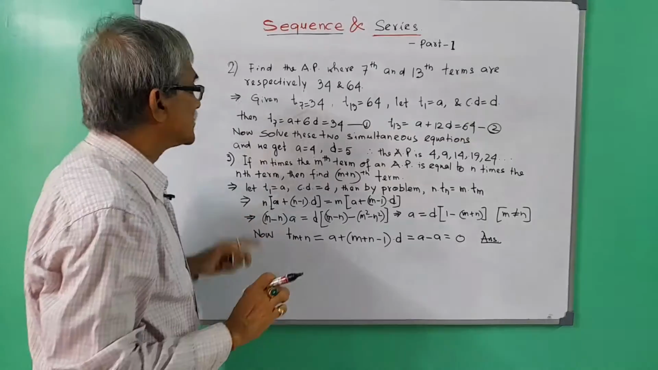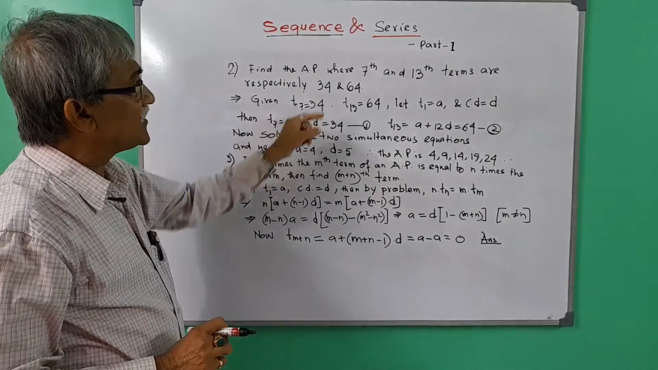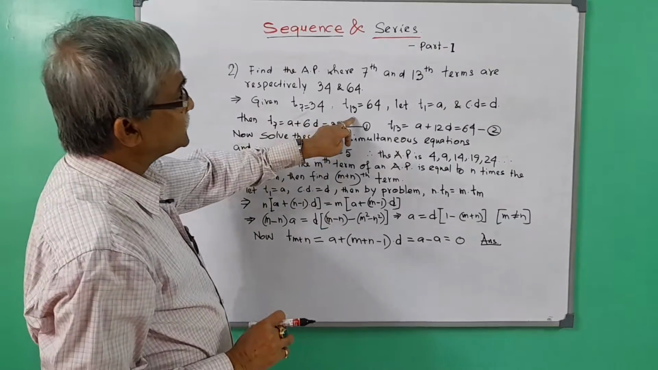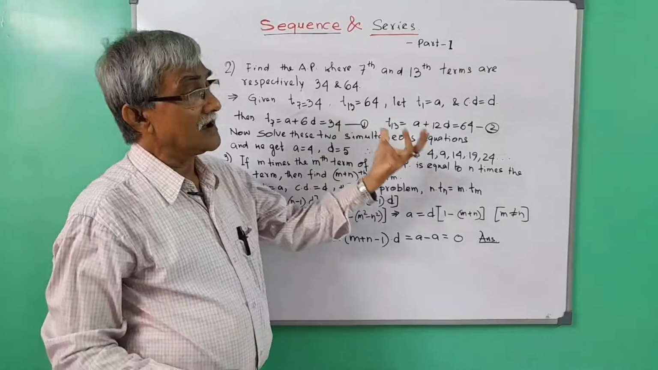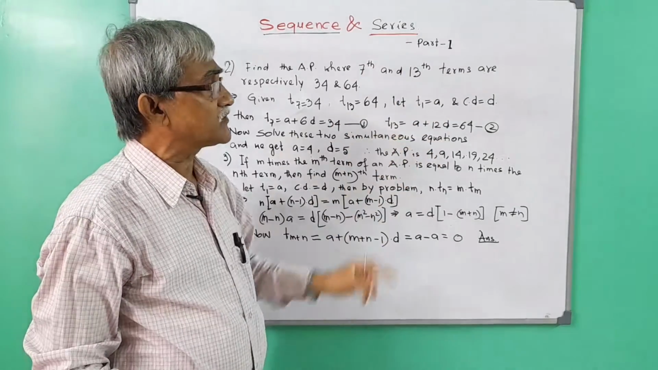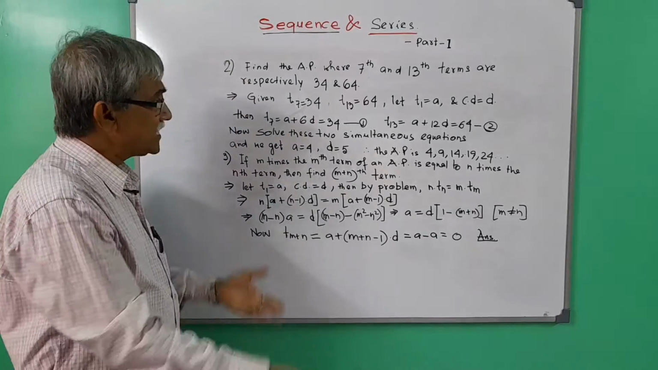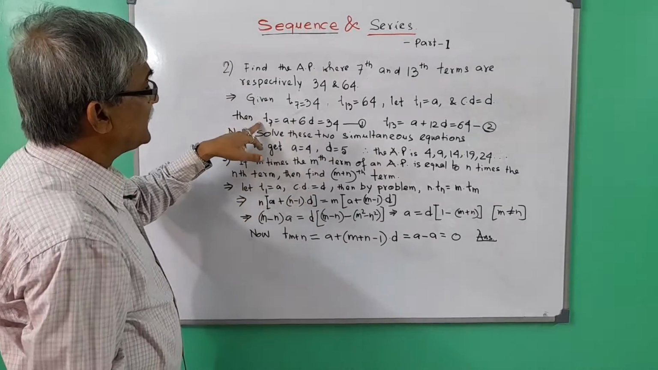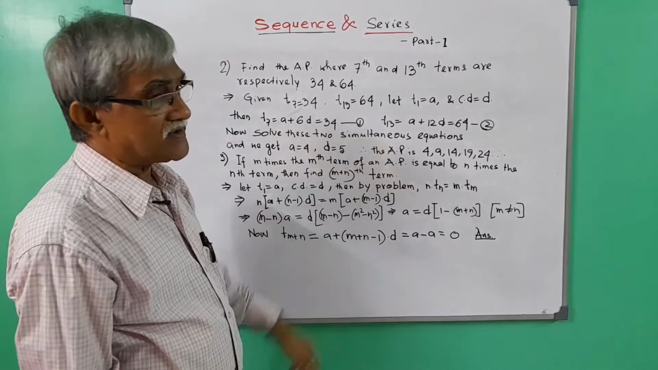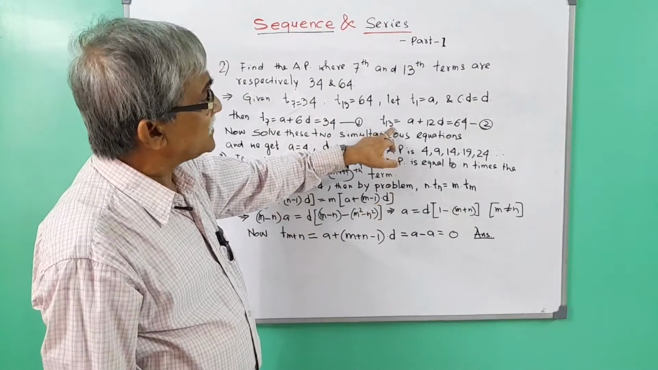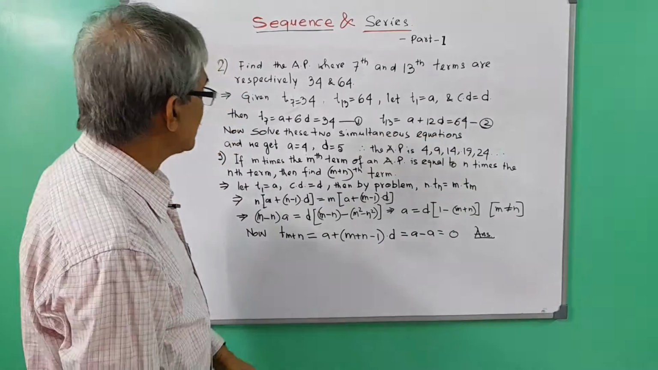Now the second example is: find the AP where the 7th and the 13th terms are respectively 34 and 64. So you see what is given? Given T7 is equal to 34 and T13 is equal to 64. Now consider that the first term T1 equals a and the common difference, CD, equals d. Then first frame the equations: T7 is equal to a plus 6d, and that equals 34. Let it be equation number 1. T13 equals a plus 12d, and that equals 64. Let it be equation number 2.